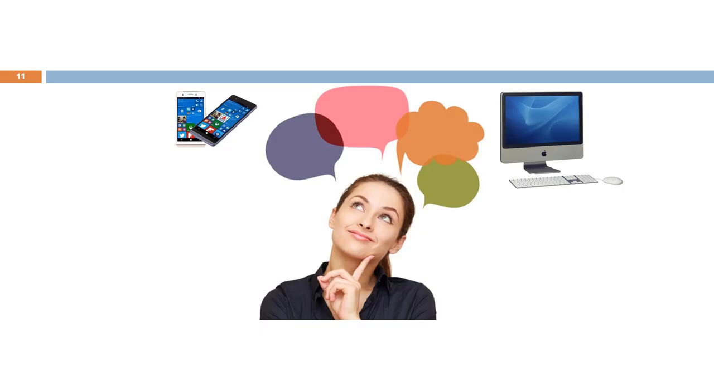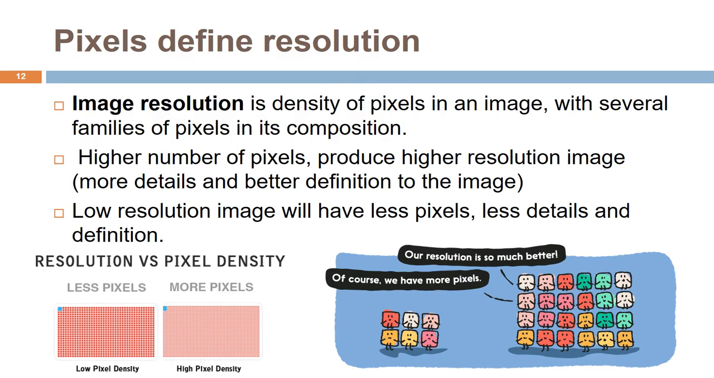A high-resolution image is an image with a high density of pixels, that is, with many pixels in its composition. The greater the number of pixels, the higher the resolution, providing more details and better definition to the image. Logically, an image with low resolution will have fewer pixels, less detail and less definition.